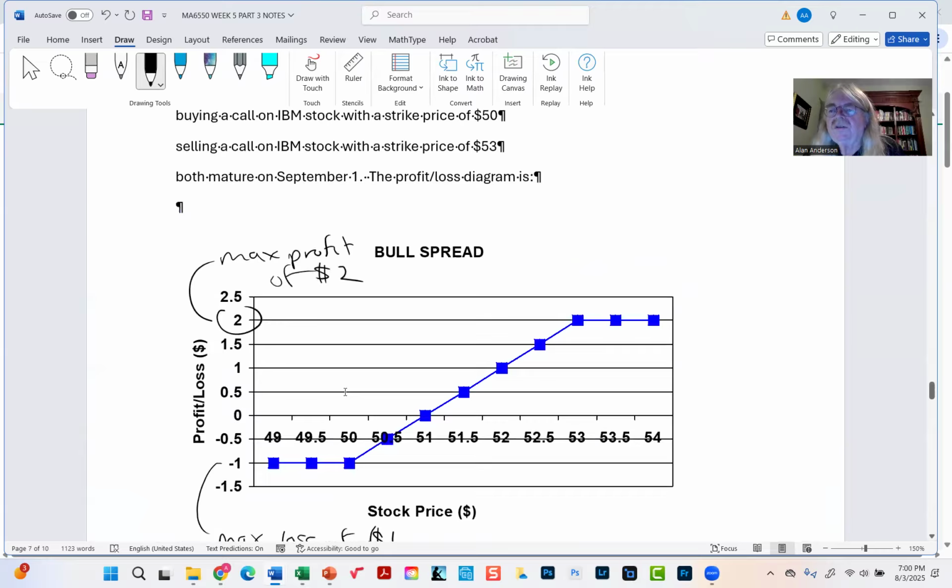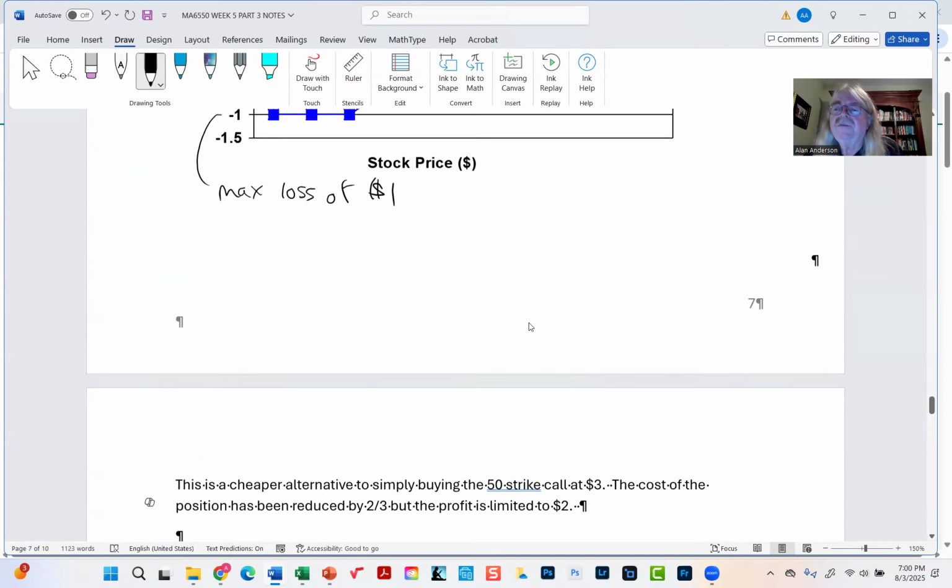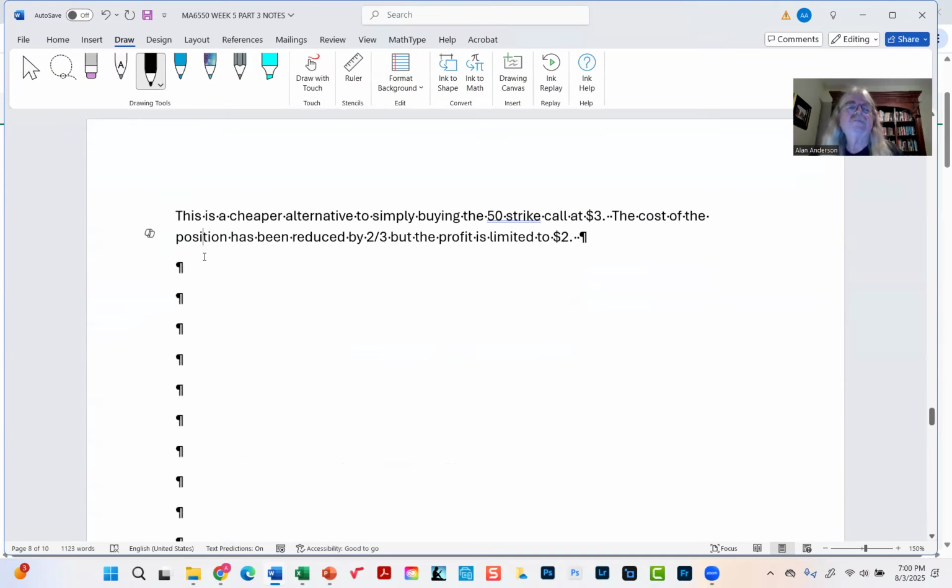It has two calls. Now, by the way, we could have done the exact same thing with two puts. And we're optimistic about the stock, but not very optimistic. And so this is what we've set up. It's called a bull spread because we're basically betting on the stock price going up.